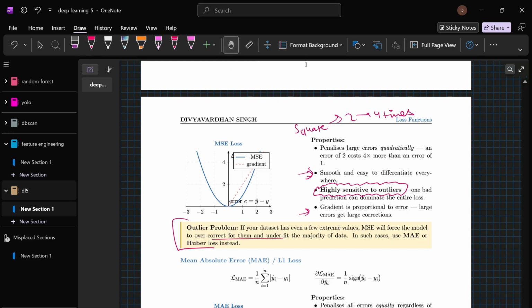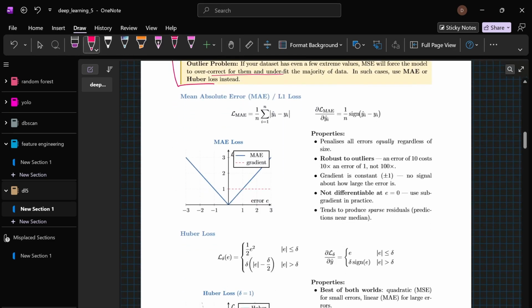Okay, so next up we have the mean absolute error, MAE. Instead of squaring, you take the absolute value of the error and penalize everything equally regardless of the size. An error of 10 costs exactly 10 times an error of 1, not 100 times like in MSE. So this makes MAE more robust to outliers. Now there's a trade-off. The gradient of MAE is always constant, either +1 or -1. So the model gets no information about how large the error is.